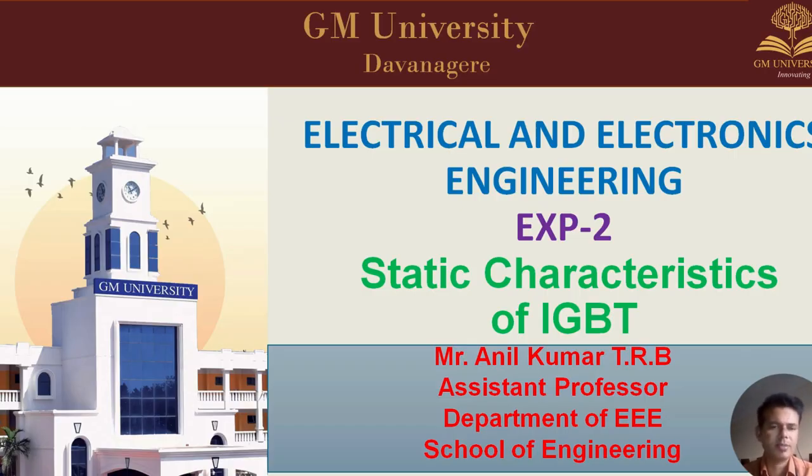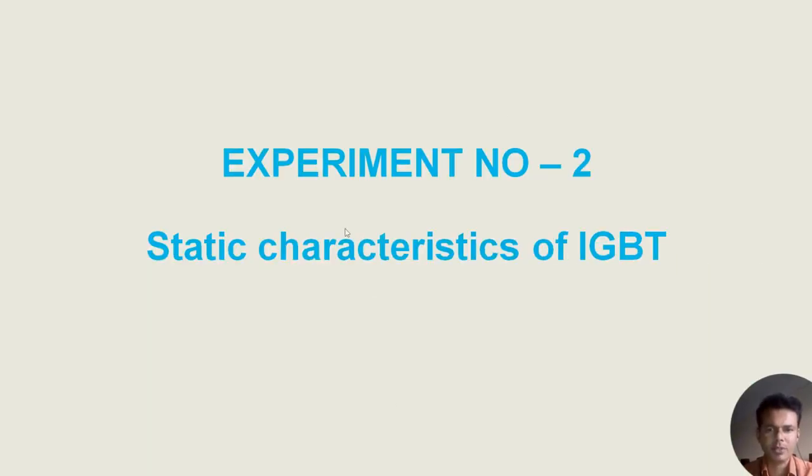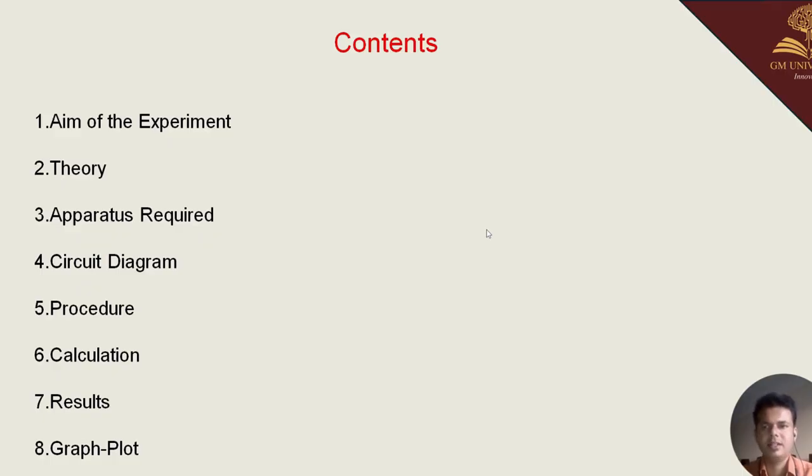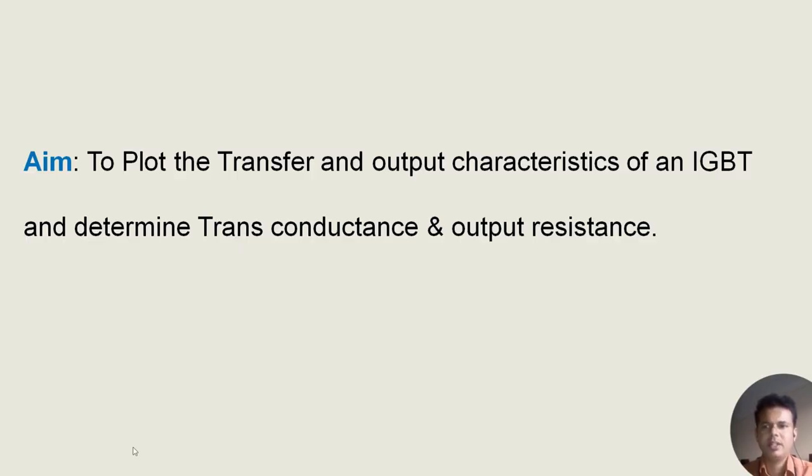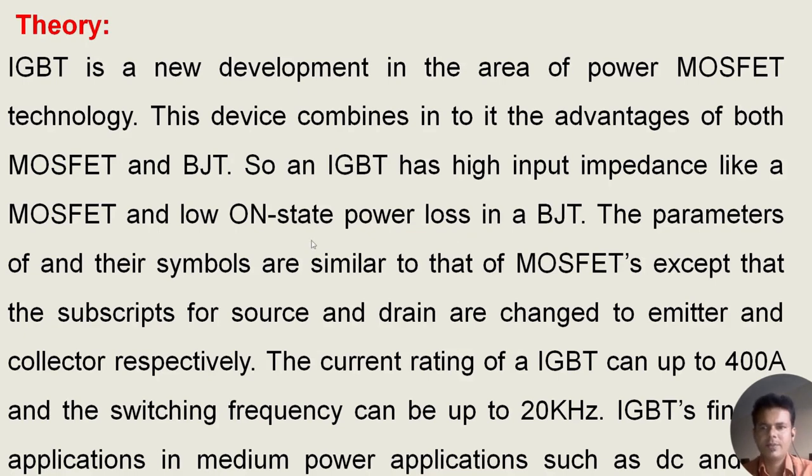So today we are going to study experiment number 2, that is the static characteristics of IGBT, the insulated gate bipolar transistor. Contents: aim of the experiment, theory, apparatus required, circuit diagram, procedure, calculations, results and graph. Aim: to plot the transfer and output characteristics of an IGBT and determine the transconductance and output resistance.